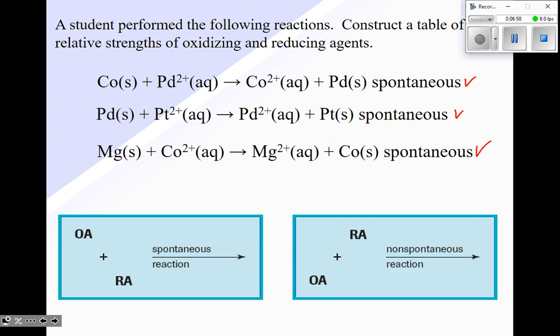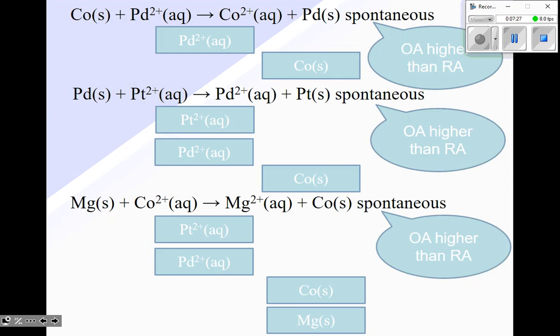So in each of these three, the oxidizing agent is above the reducing agent. All we have to do is figure out what our oxidizing agents are. Oxidizing agent, oxidizing agent, oxidizing agent. They all have to be above this one. Pt2 plus is above Pd, and Co2 plus is above the magnesium solid. So let's walk through it little by little.